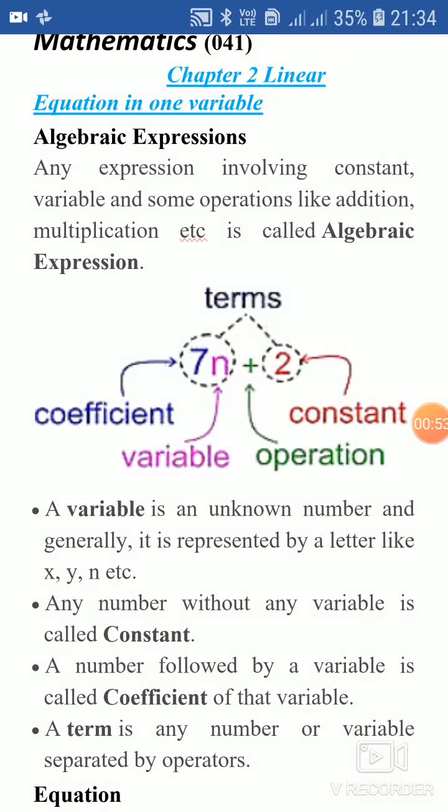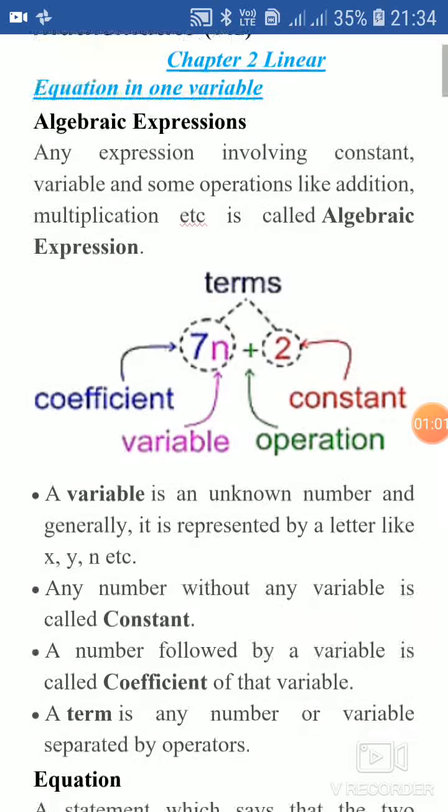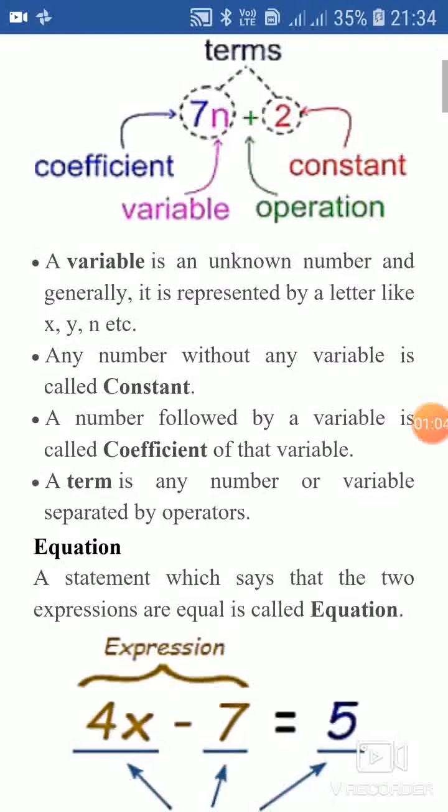Here in the term 7n, the 7 is the coefficient of the term 7n, n is the variable, and 2 is the constant. So now the definition of a variable. A variable is an unknown number and generally it is represented by a letter like x, y, n, etc. Then a constant is one whose value is always fixed. Any number without any variable is called a constant.